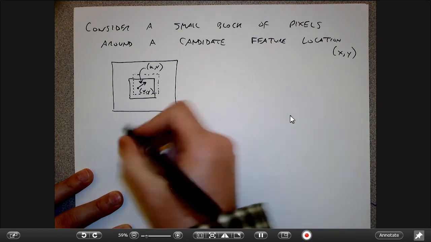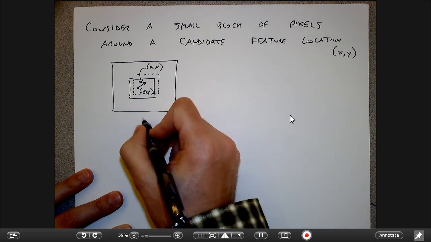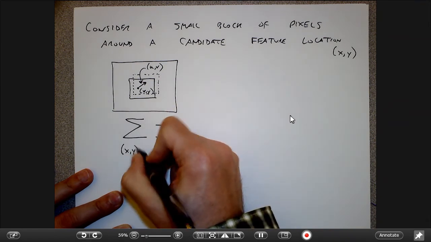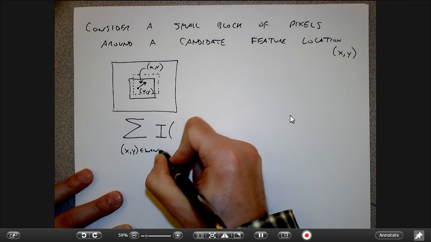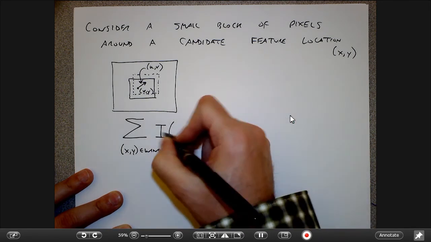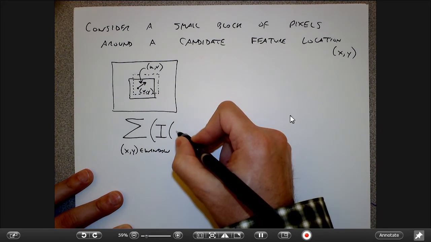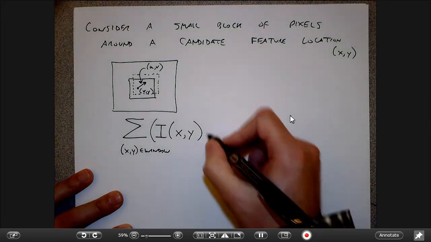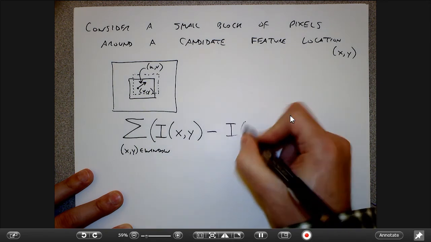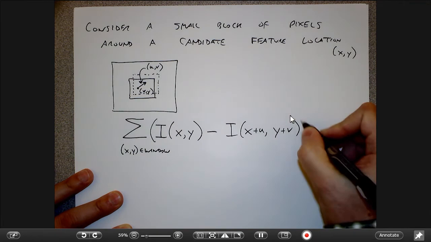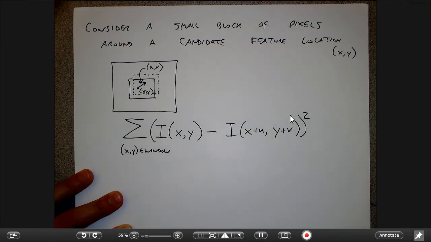So here we're going to get a little bit hairy. What I'm going to do is sum over all the x, y in the window the difference, or let's say the sum of squares, between the pixel here and the pixel that I would get if I moved the box by this vector u comma v.